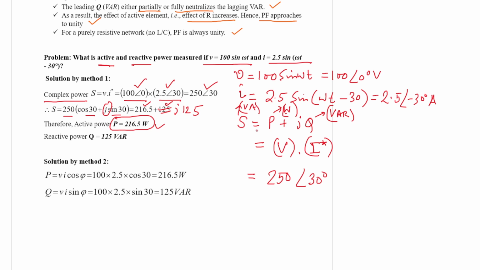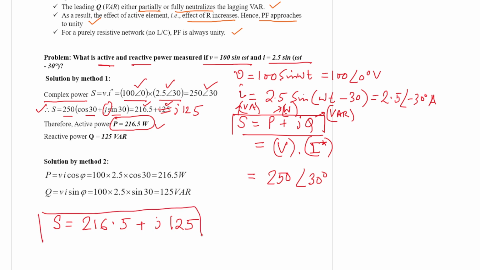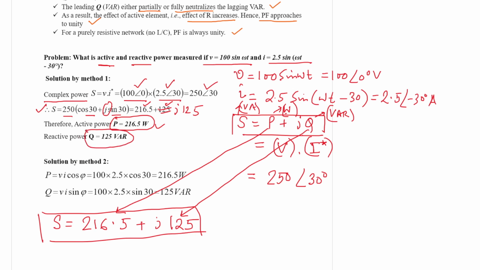So if you compare these two, you see we have evaluated here. I am writing again: S is equal to 216.5 plus j125. If you compare this with P plus jQ, then P must be 216.5 and Q must be 125 var. So this is the solution.